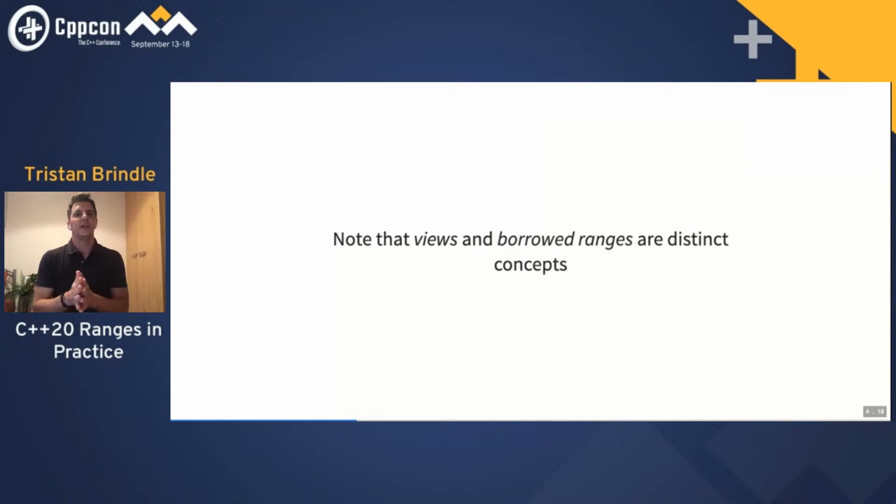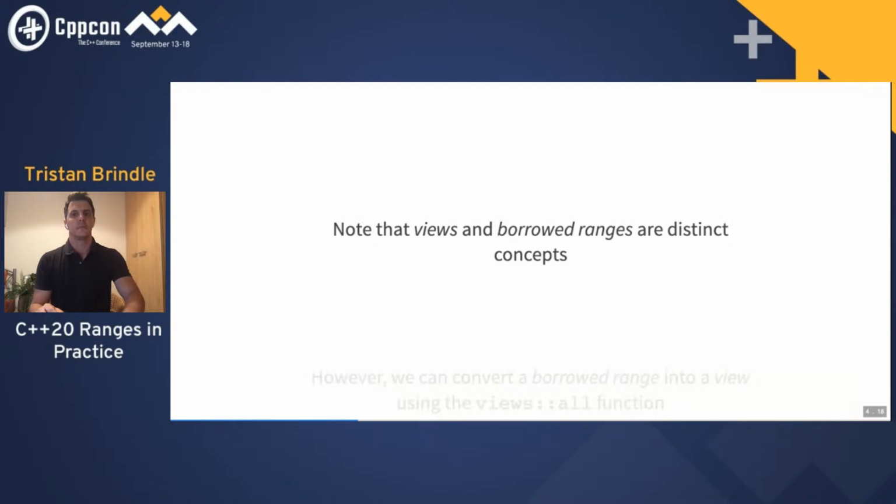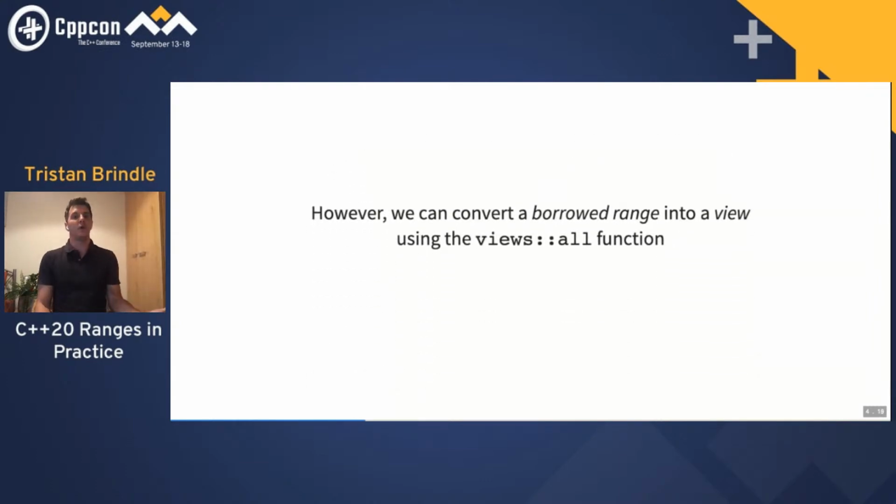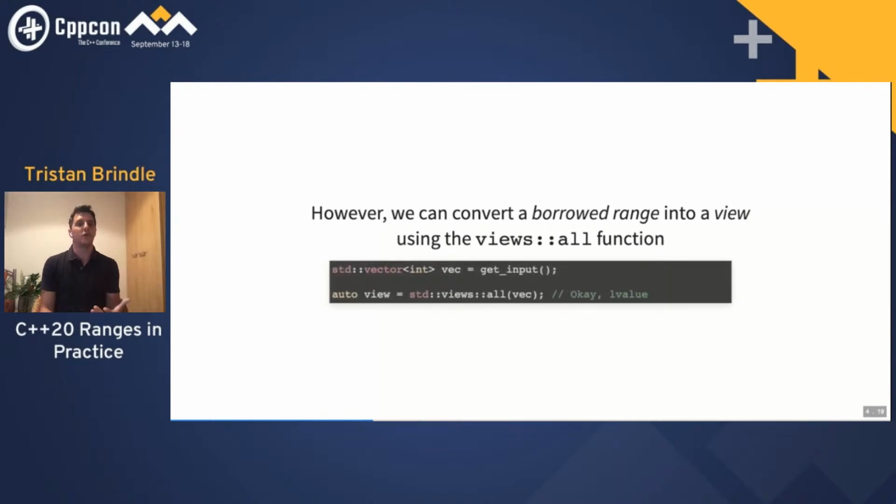So as I mentioned, views and borrowed ranges are distinct concepts. There are views that are not borrowed ranges, there are borrowed ranges that are not views. But whenever we have a borrowed range, we can convert it into a view using this function, views all. That is the purpose of this views all function. So views all takes a borrowed range. Remember, that's either an L value range or something like a span or a string view. And it returns you a view object.